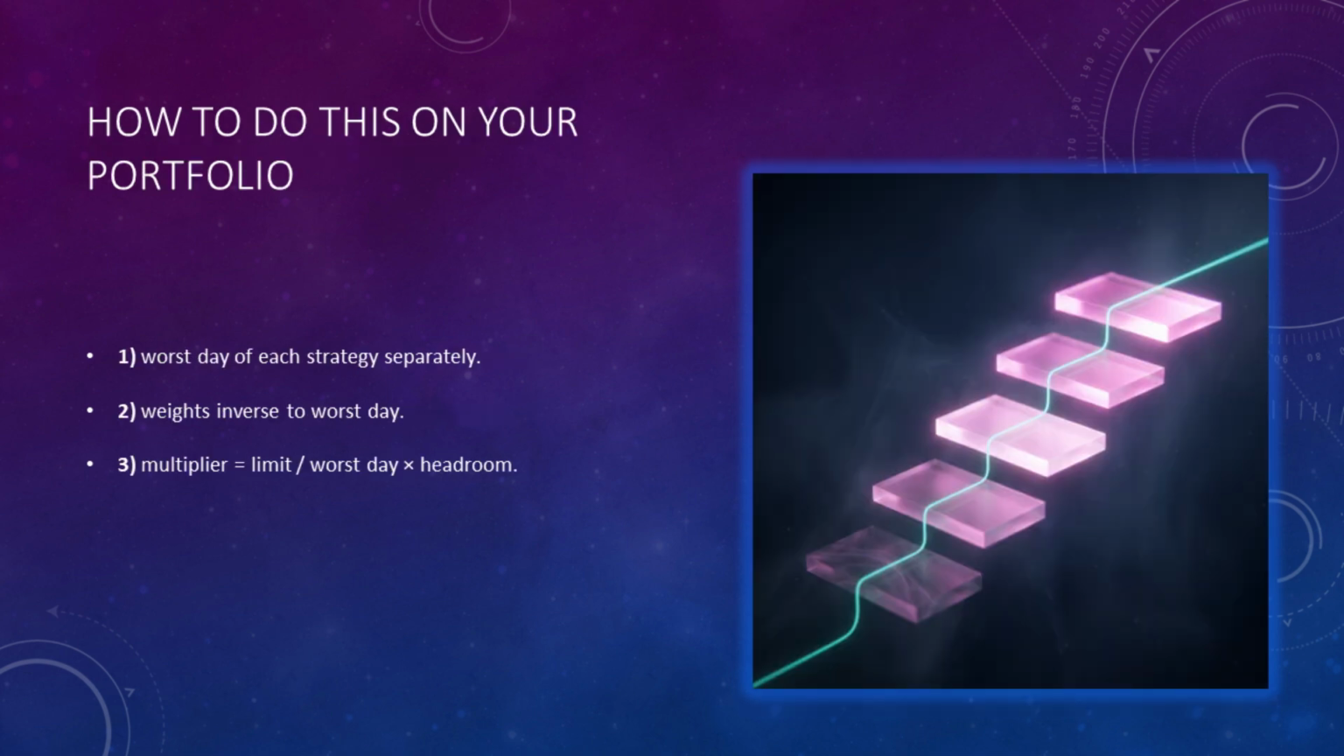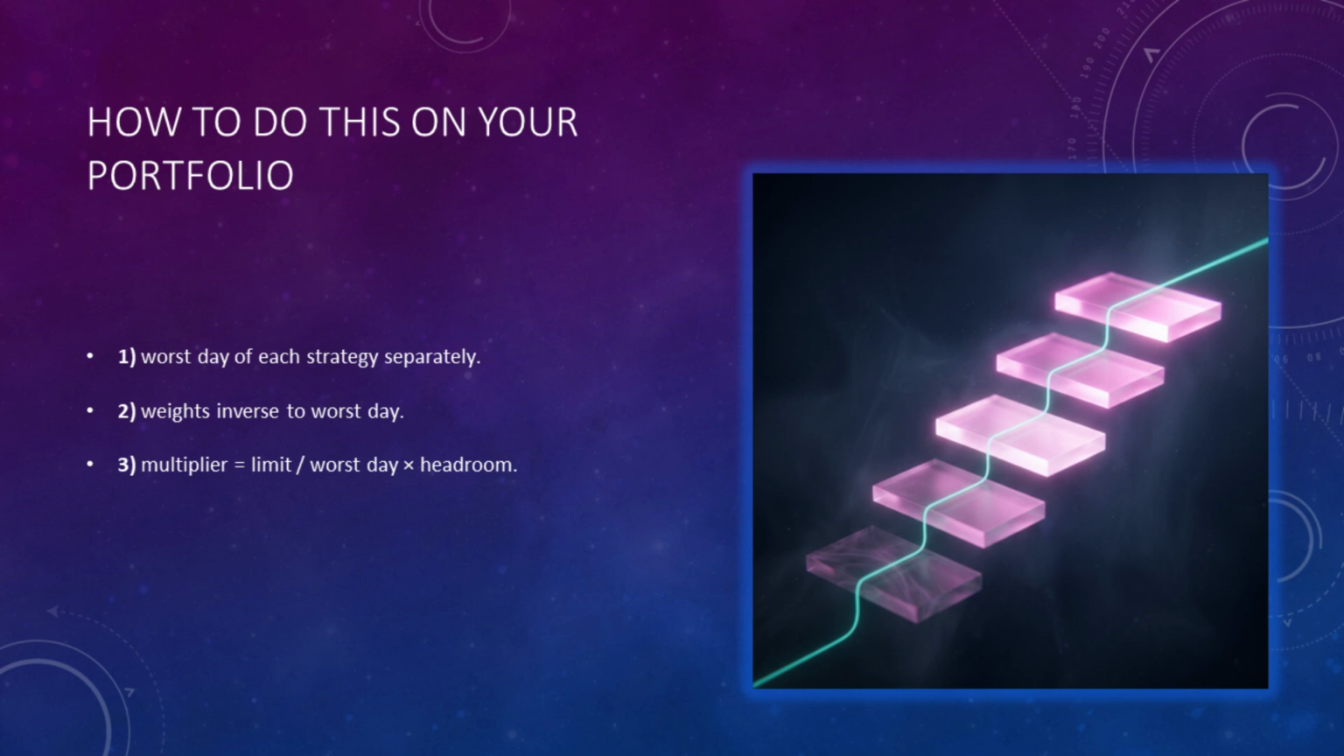The procedure transfers and it doesn't need Composer. Step 1. Same lot size on every strategy. Merge, then use the selector to go through each strategy on its own. Write down its worst day. Step 2. Weights inverse to the worst day. Normalize to the same total notional. Set them, merge, measure the worst day of the portfolio. That's the one extra measurement you need.